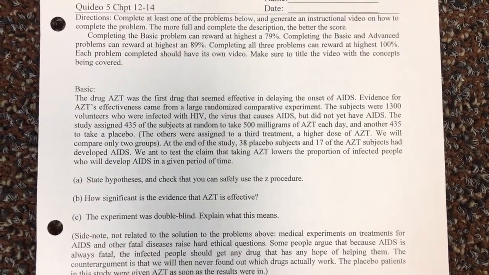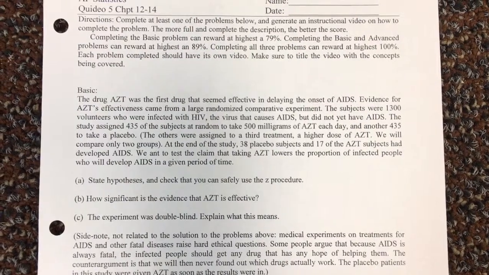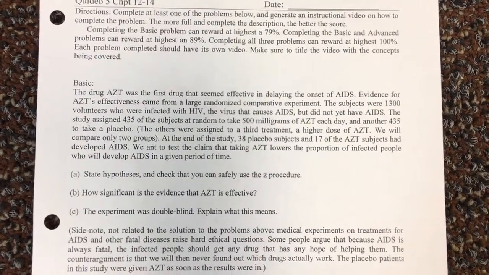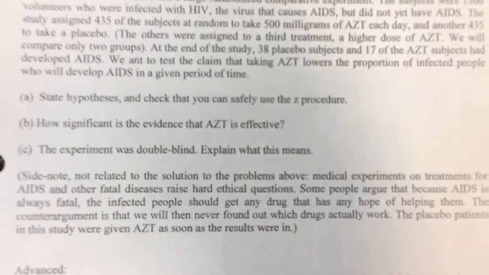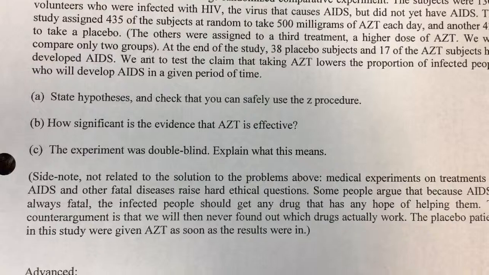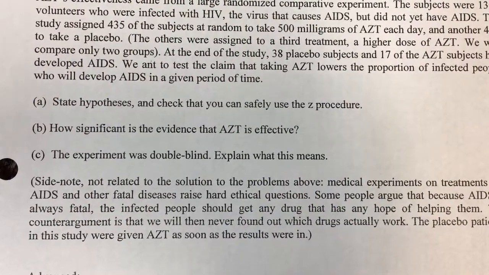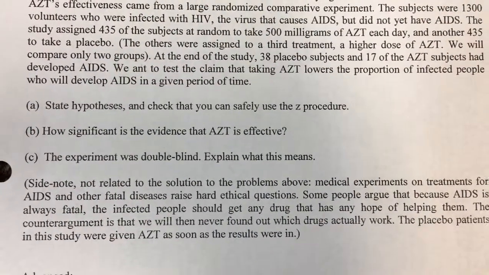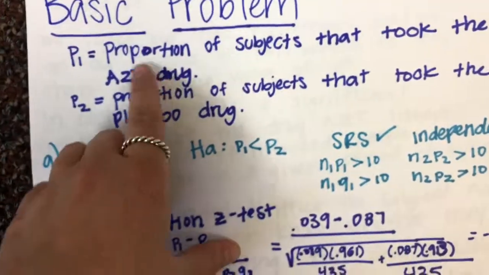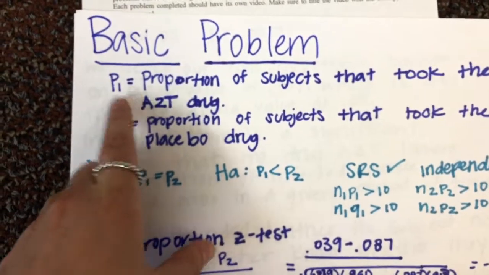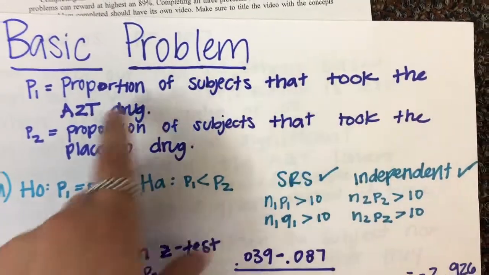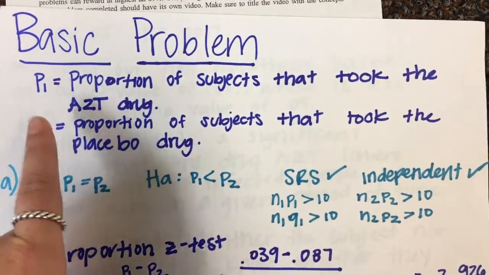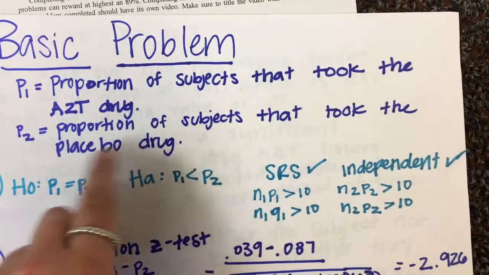We want to test the claim that taking AZT lowers the proportion of infected people who develop AIDS in a given time period. So A says state and check: how you state hypotheses and check that you can safely use the Z procedure. So what I did was I put my proportions as proportion 1 or P1 and P2. The first proportion was the proportion of subjects that took the AZT drug, and proportion 2 was the proportion of subjects that took the placebo.